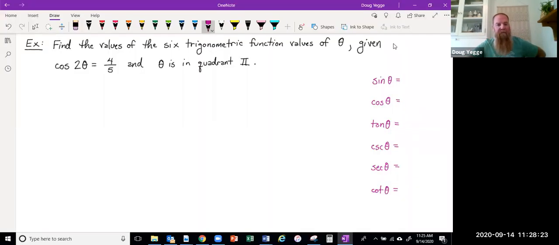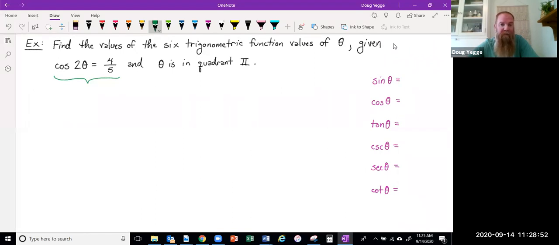In this next example, we're given information about cosine of the double angle when we're trying to find information about theta itself, or rather the 6 trigonometric function values of theta. The way that we can start is by thinking, how can I use the information that's given to me here, this cosine of 2 theta, in order to find something about a single angle?